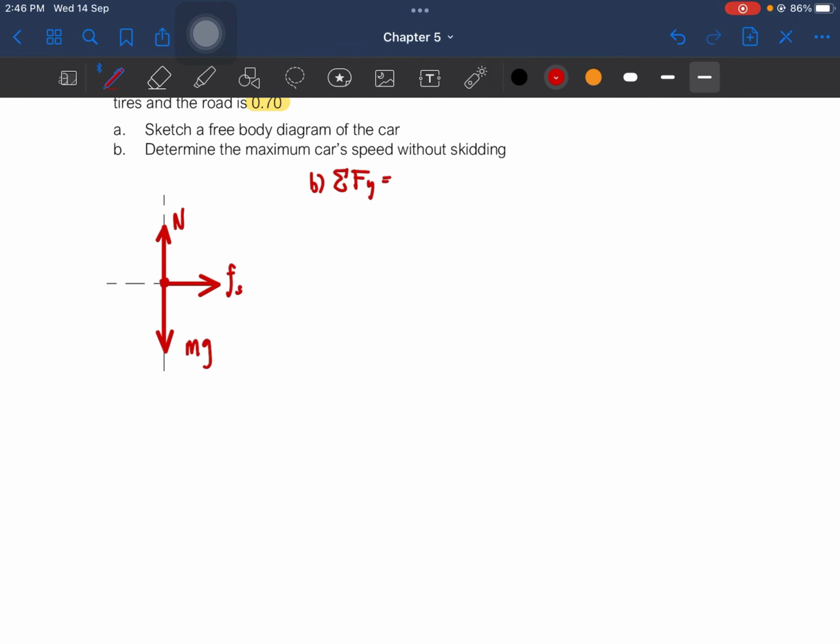So y component, there's no movement, so equal to 0. So this is N minus mg equal to 0. So N is equal to mg. Okay, then we need to look at the x component. Equal to ma_c. Okay, so that is Fs equal to mv square over r.